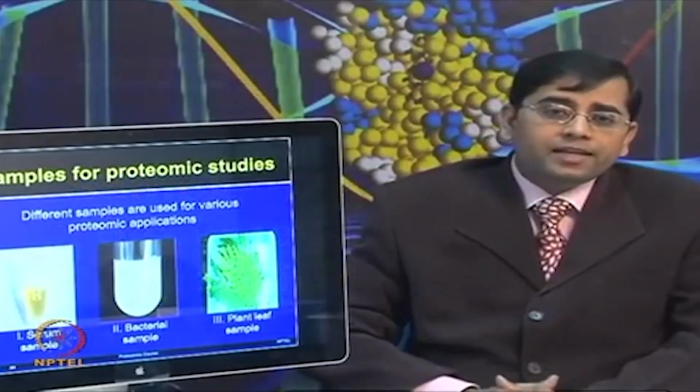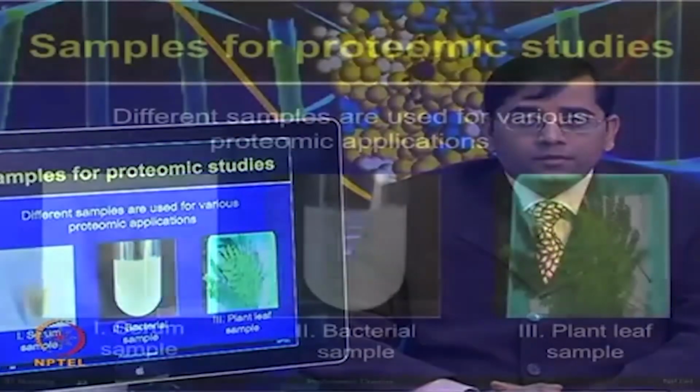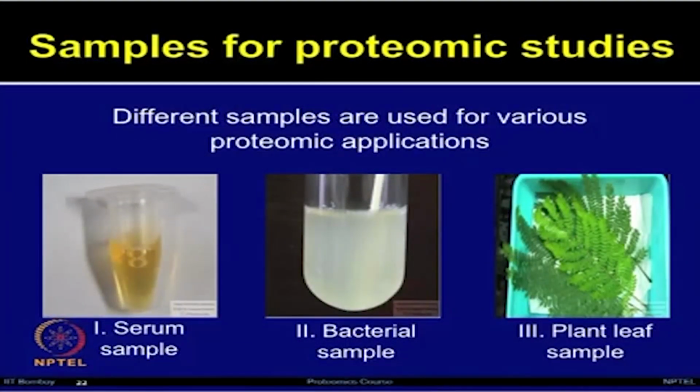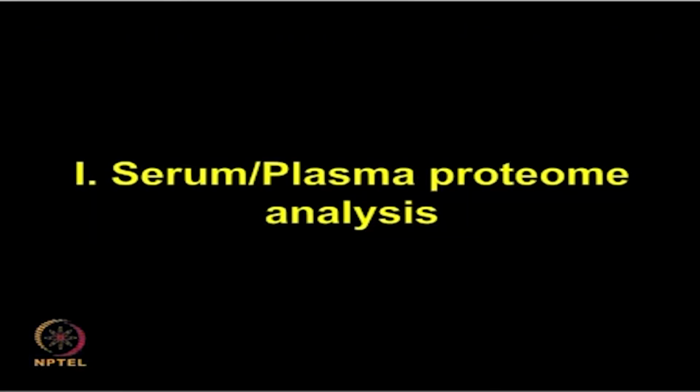So, we will take examples from human serum, bacteria and plant leaf. This gives you the diversity of different types of biological samples, and different types of challenges imposed by each of these unique sample types. During the process we will try to see how we can integrate the knowledge which we have acquired during this lecture and the previous lecture of different sample preparation strategies. So, now let us move on to the first application, the serum or plasma proteome analysis.